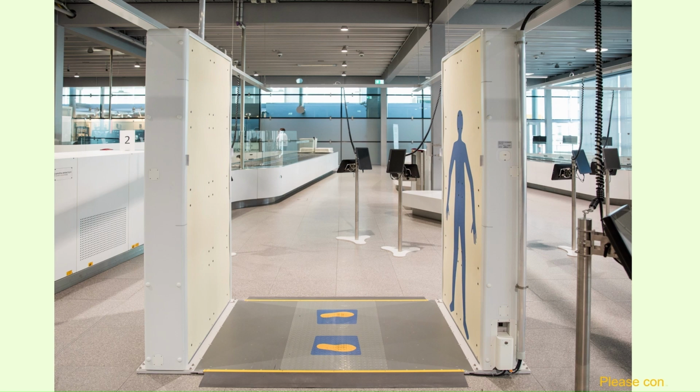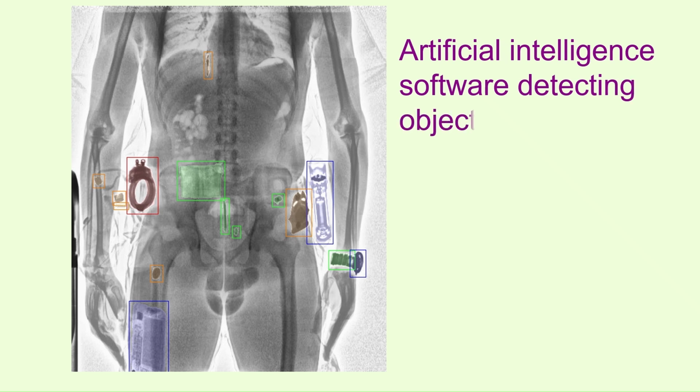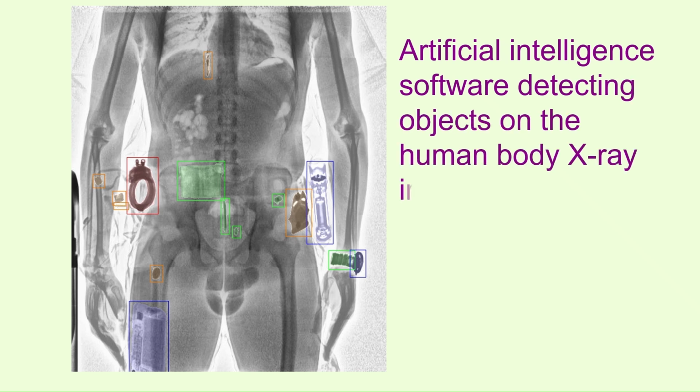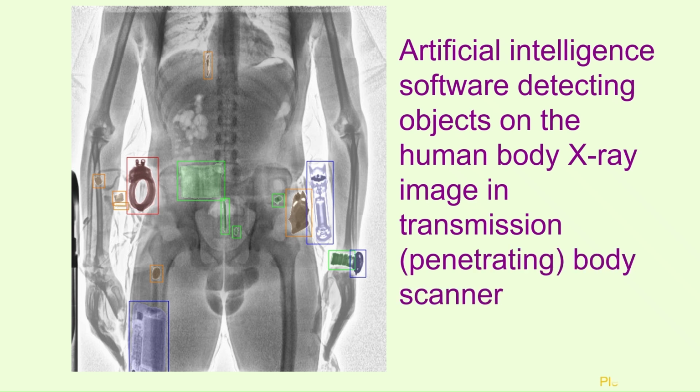Note: full body scanner. Artificial intelligence software detecting objects on the human body X-ray image. In transmission, penetrating body scanner.